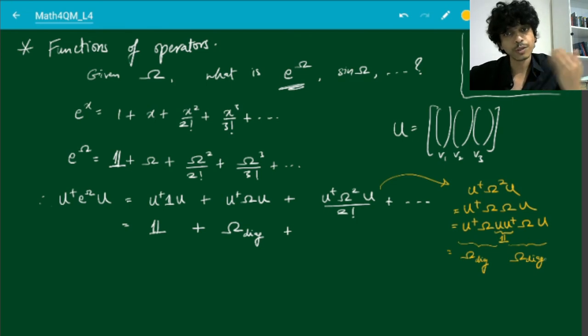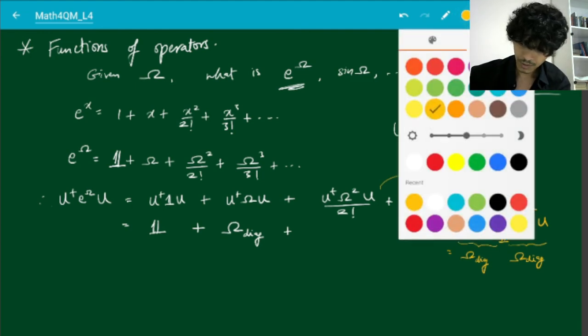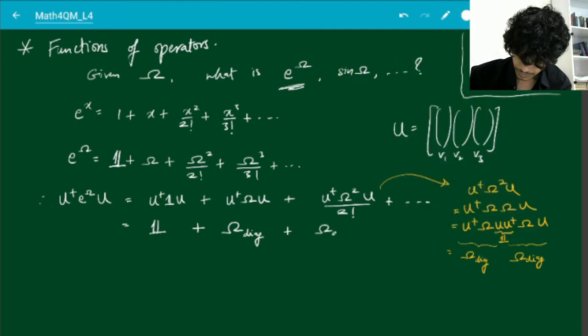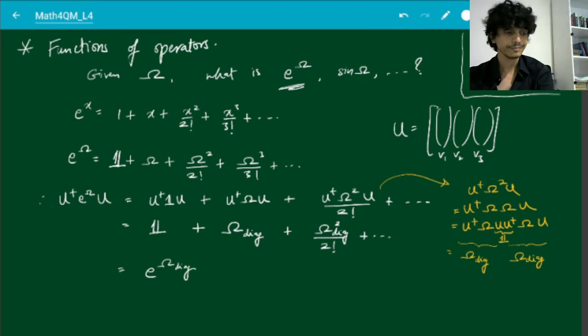And same thing I can do for the omega cube term, the omega 4, omega 5. Everywhere between every two omegas, I'll sandwich u u dagger and I'll end up with omega diagonal. So this becomes omega diagonal square by 2 factorial and so on. So what I have now over here is basically e to the power omega diagonal. Now this is easy to calculate.